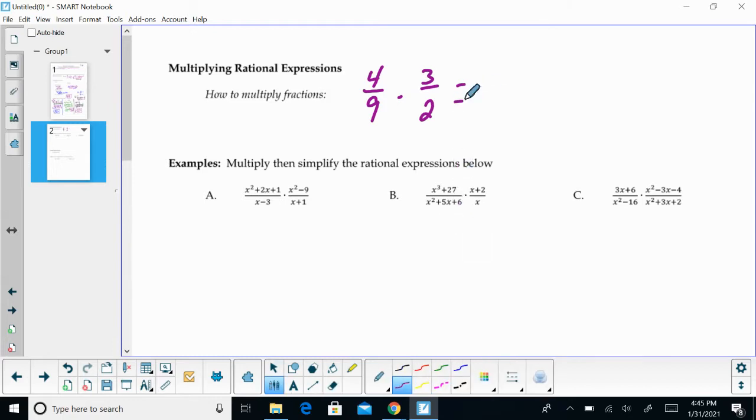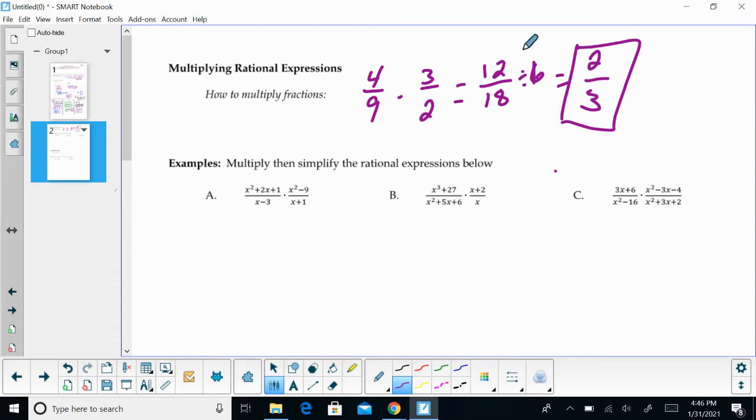Multiply straight across. 4 times 3 is 12 over 18. And then I'd have to reduce, right? These can both be divided by 6. I'd be left with 2 over 3. So this is a totally adequate way to do this, except sometimes I get really big numbers.